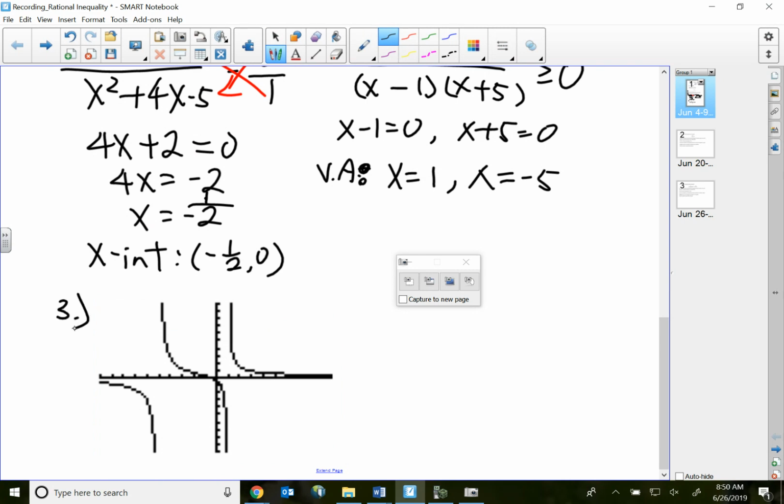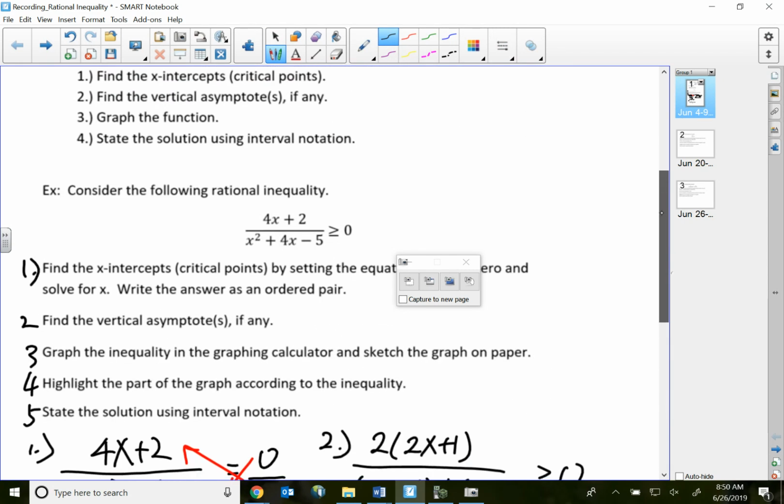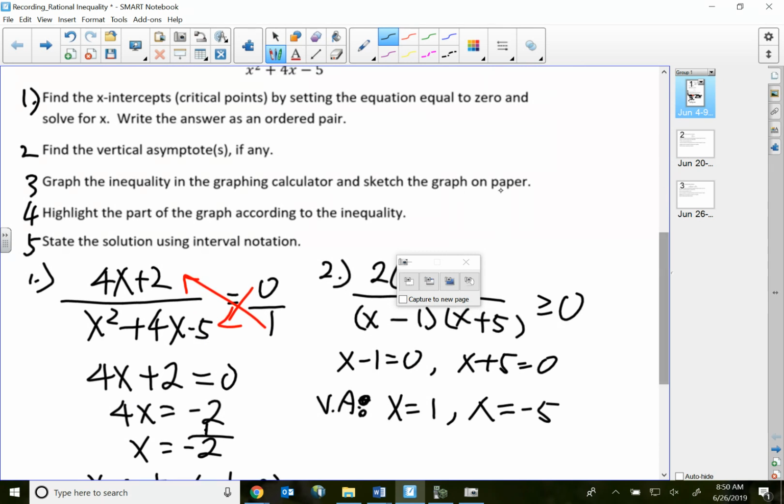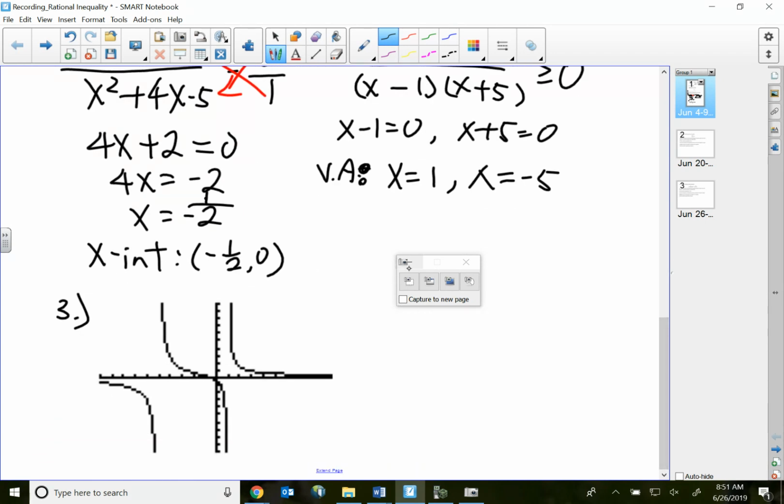All right, number 3 is graphing it and sketching on the paper. I will need you to sketch it like I'm doing, so it will make sense what you're trying to draw. So the points: you have to indicate your x-intercept. If it helps, write it down, negative half.